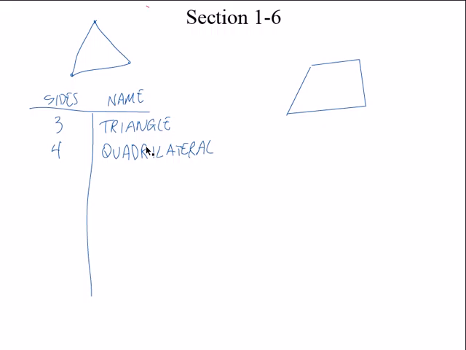Is a square a quadrilateral? Yeah, if it's got four sides, it's a quadrilateral. Is a rectangle a quadrilateral? Is a rhombus a quadrilateral? You probably have no idea what a rhombus is, right? We'll learn that in another chapter.